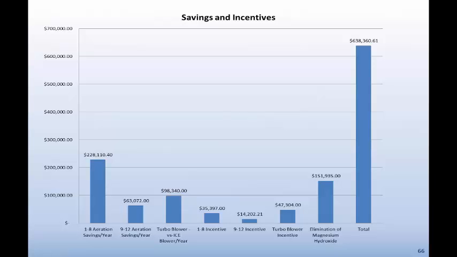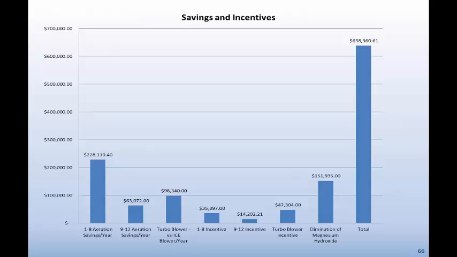They also assisted us in evaluating turbo blowers, and we went ahead and installed 2 turbo blowers for a savings of $98,000 a year. And on top of that, we received incentives for 1 through 8 at $35,000, one payment. For 9 through 12, we received an incentive of $14,000. And for the turbo blower, we received $47,000.